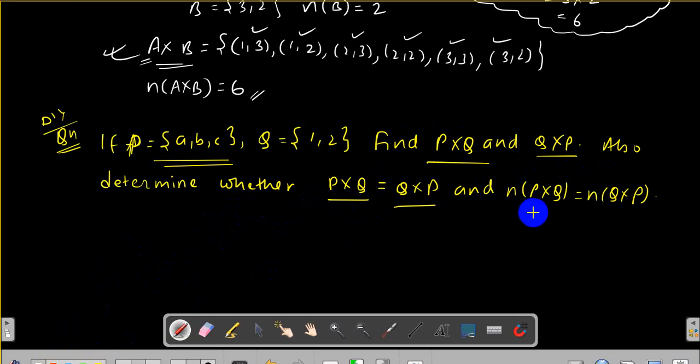And the next thing is, we need to determine whether n(P cross Q) and n(Q cross P) are equal or not. N means the number of ordered pairs in this Cartesian product. Here also we have to check the total number of ordered pairs in the Cartesian product of Q and P, and whether the number of elements are equal or not. We have to check that. Now do it by yourself.